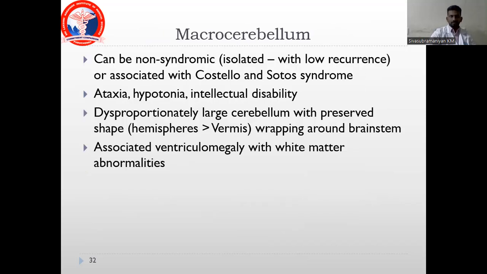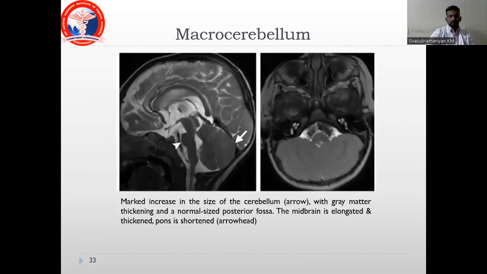Macrocerebellum, like the name suggests, is an increase in the size of the cerebellum with preserved shape, and it is associated with ventriculomegaly and white matter abnormalities. So this is an enlarged cerebellum called macrocerebellum, and you can see that the midbrain is also showing corresponding areas of abnormality.